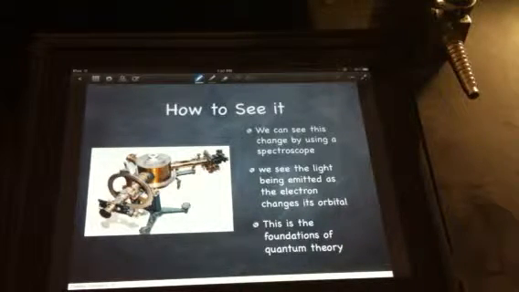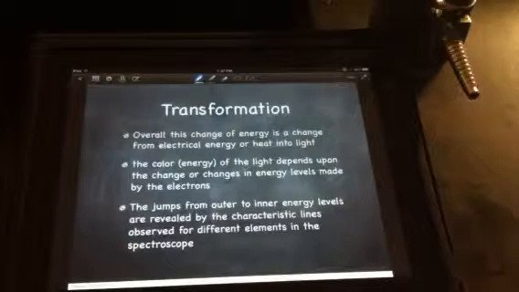And so we use a spectroscope. It is the foundation of our quantum theory. And when we think about it, the transformation represents a change of energy. Remember, we talked about everything goes back to energy and matter. It always goes back to it's interconnected. Okay? And so we're changing energy from electrical energy or heat into light.